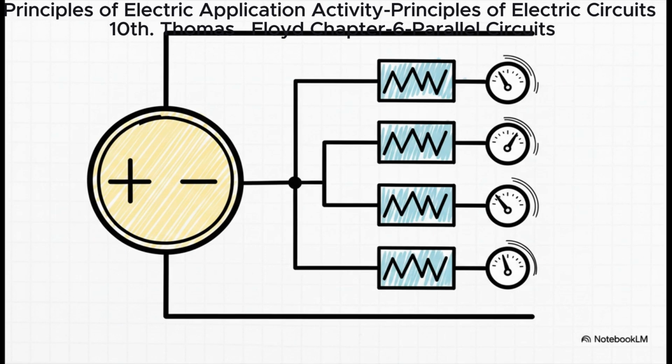The voltage across the first resistor, it's 25 volts. The second, 25 volts, and so on, for every single branch. Each one experiences the full potential difference from the source. It really is that straightforward once you know the rule.